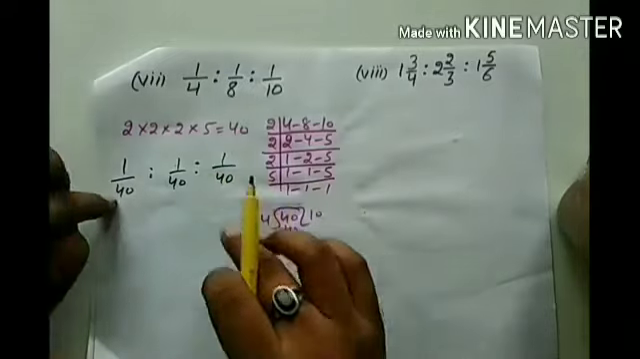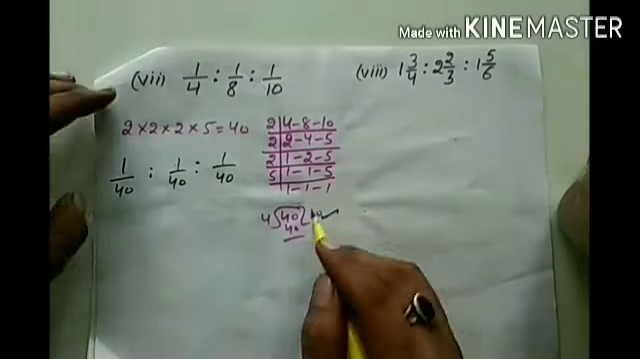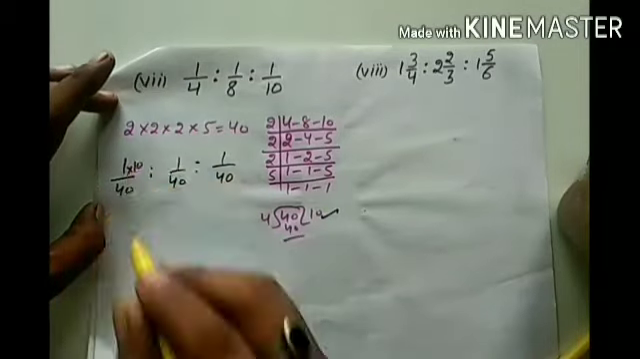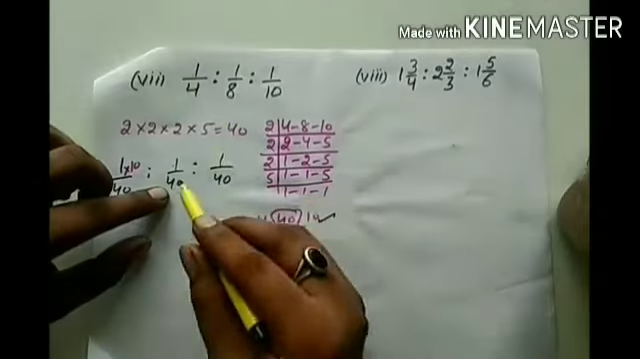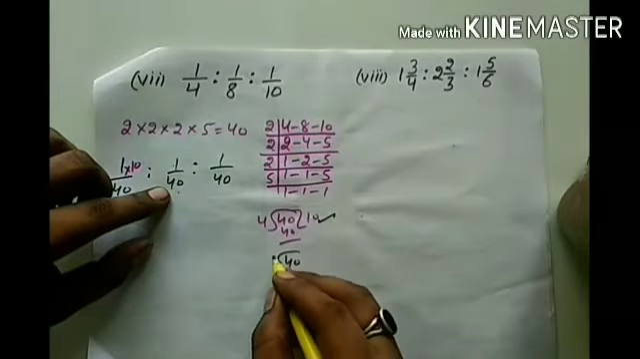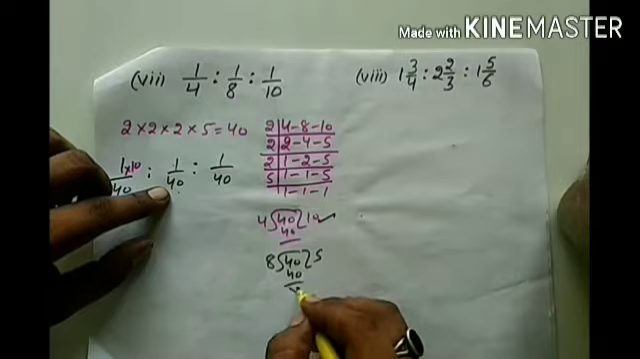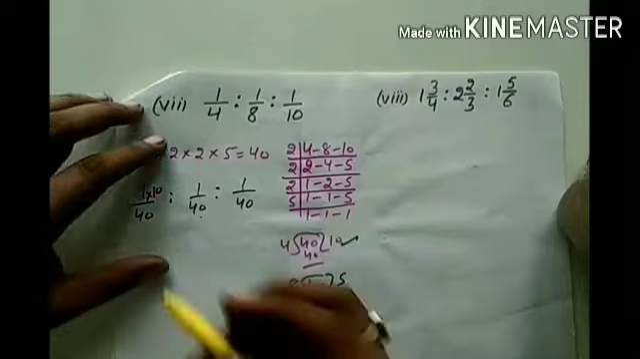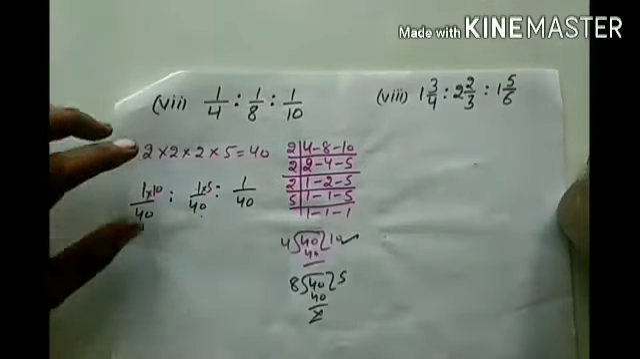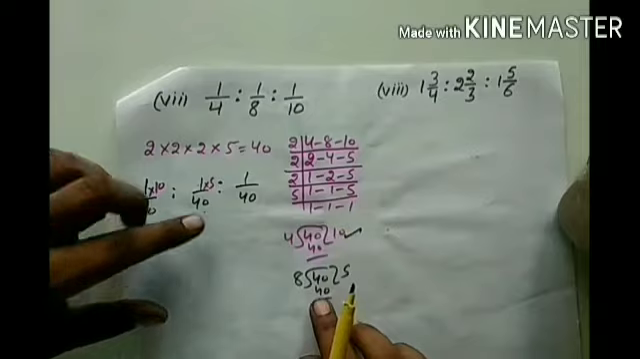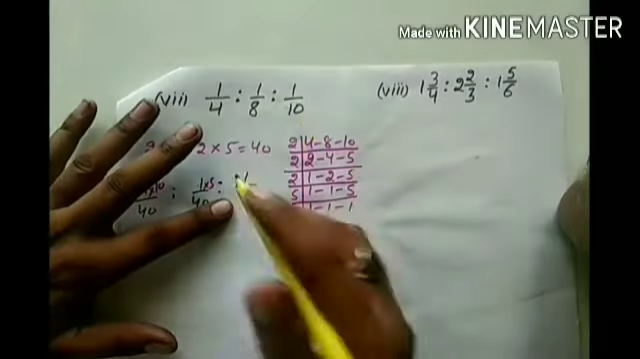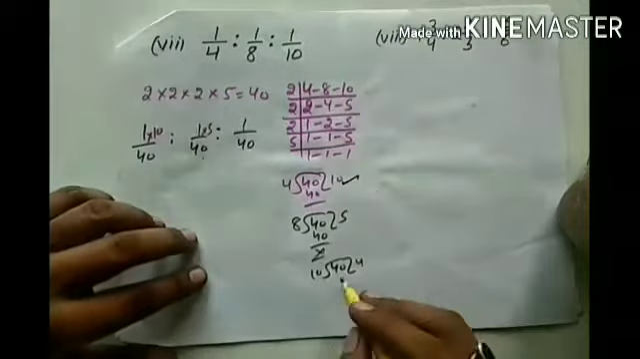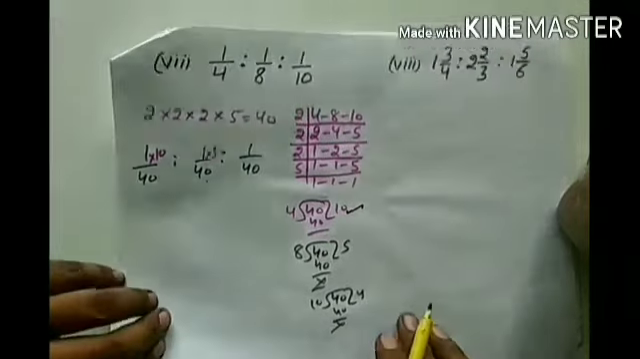Now I will divide 40 by 4. Then the answer is 10. I will multiply this 10 with my numerator. Now when I divide 40 by 8, that is 5. This 5 will be multiplied with this numerator. Now I multiply with 5. Very good. After that, 40 divided by 10. When 40 is divided by 10, then the answer is 4, and I will multiply this 4 with 1.